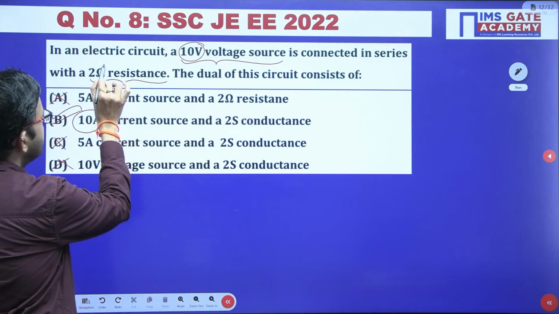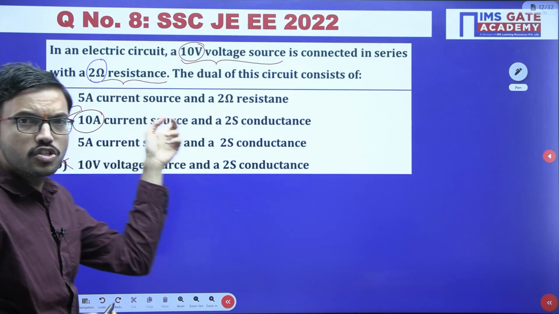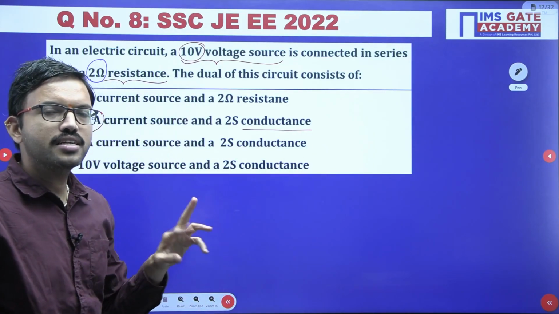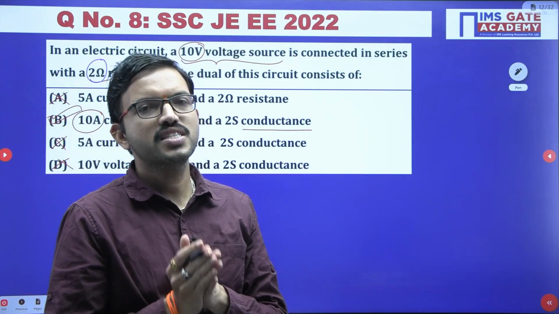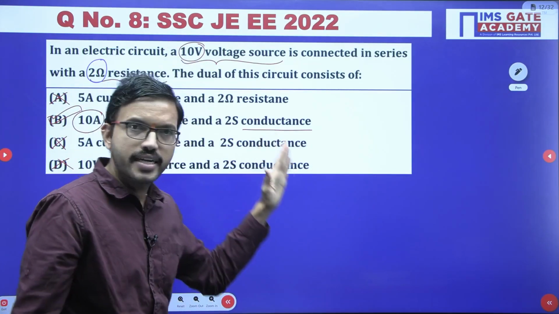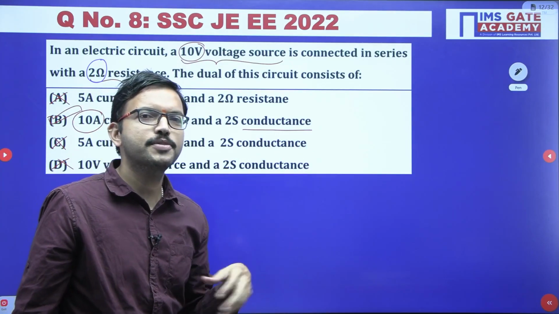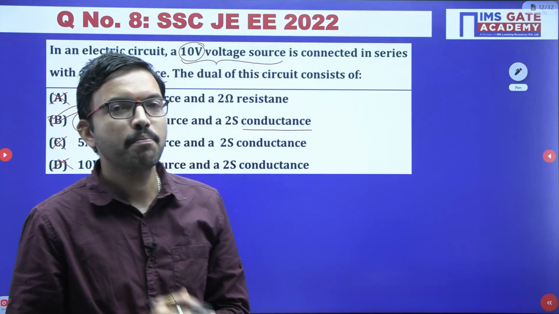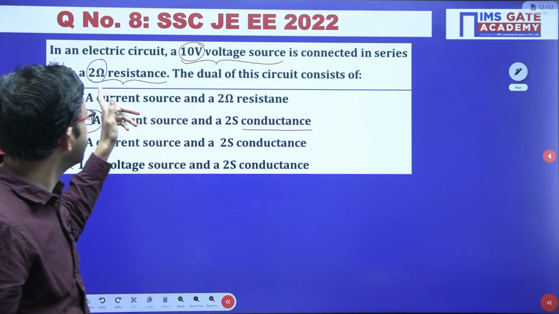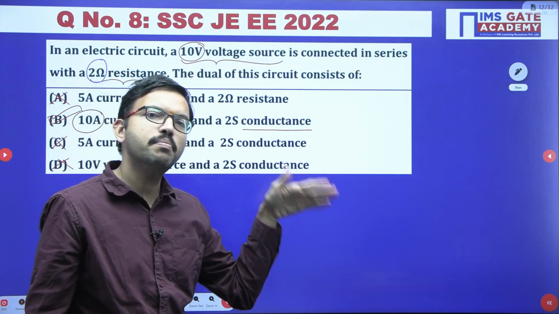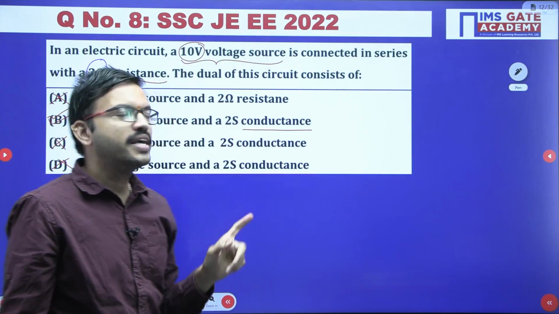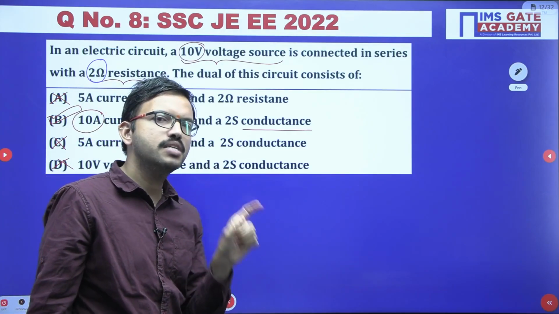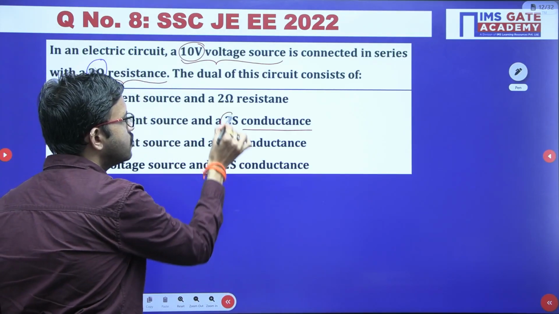Here you have a 2 ohm resistance, right? For resistance, the dual is conductance. Just like for an inductor the dual is a capacitor, in the same way for a resistor the dual is conductance. But here also sometimes people may make a mistake, because conductance is the reciprocal of resistance. Based on that, because they have given 2 ohm, they may consider 1 by 2 ohm. But just like inductor and capacitor, how you got the same value, in the similar way here you are going to get the same value.